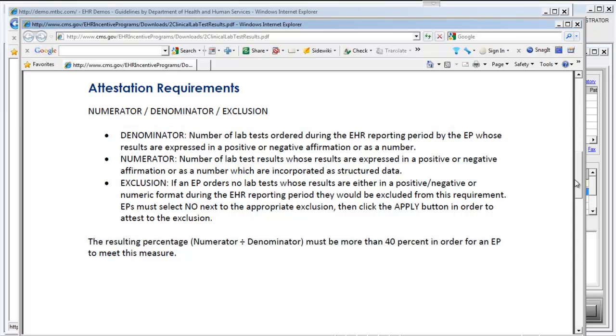So the denominator will include the total number of lab test results ordered by the provider during the EHR 90-day reporting period that are in positive or negative formats or as a number. The numerator would be the number of lab test results that are incorporated as structured data into the EMR. The exclusion, as we said, would be any provider that does not have any ordered tests or their test results are not in that specific format. So that resulting percentage must be more than 40% for the practice.